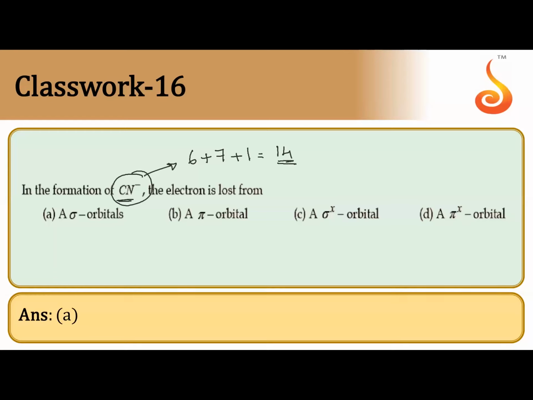14 meaning which does it resemble? Whom does it resemble? N2 molecule, correct? Right? N2. So like N2, we can compare now. CN minus also must be having triple bond. We can say that it's also diamagnetic like N2. All these things we can compare.